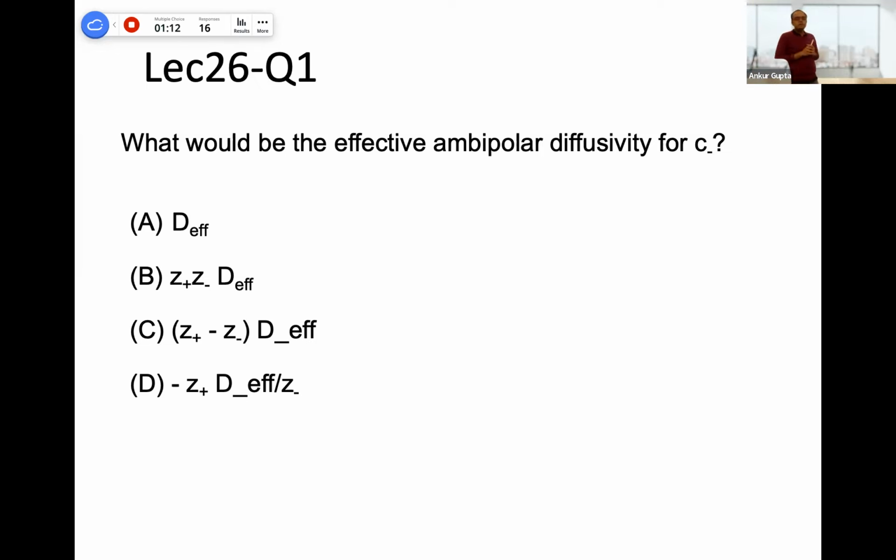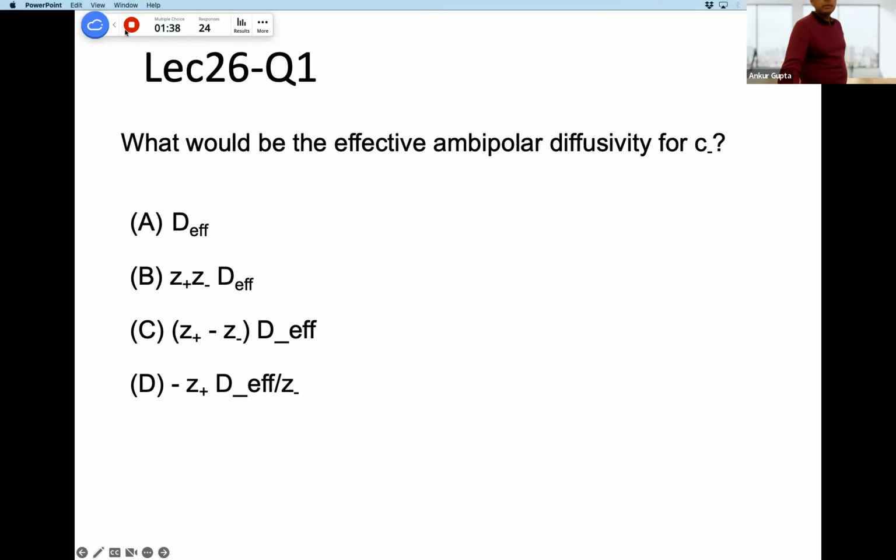All right, maybe let's give another 15 seconds. So take your time, it's not a rush. This is a very important aspect of electrolyte transport. What do you think is the effective ambipolar diffusivity for C negative? All right, so maybe another 5 seconds in case anybody else wants to get their answer in. Then we'll close the poll. All right, so let's close the poll.